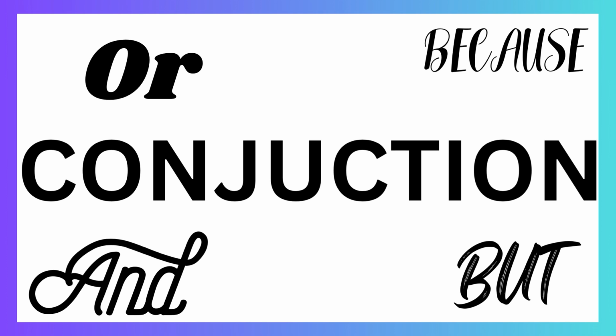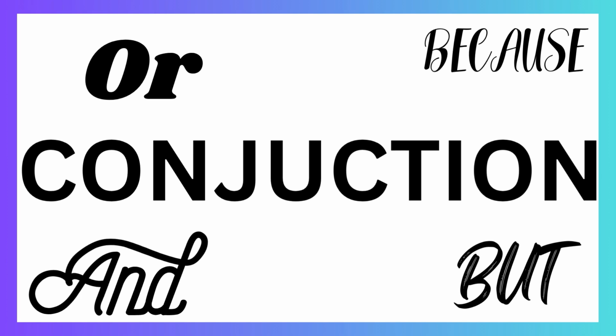Today we are going to talk about conjunctions. A conjunction is an essential part of speech that serves as a bridge between words, phrases, or clauses, allowing sentences to flow smoothly and ideas to connect logically. Without conjunctions, writing would be choppy and disjointed, making it difficult to express complex thoughts effectively.